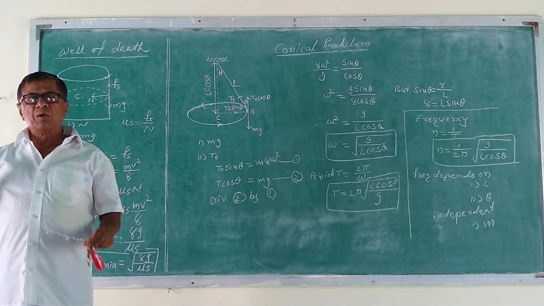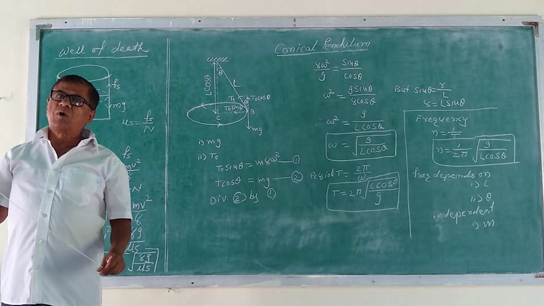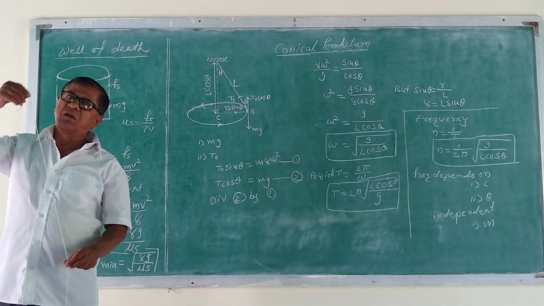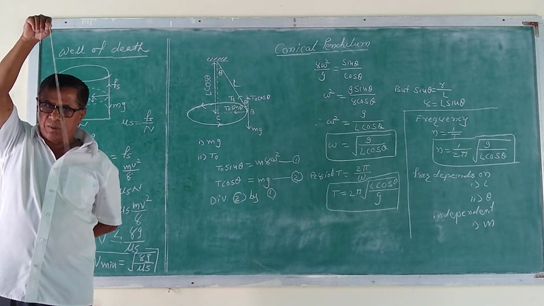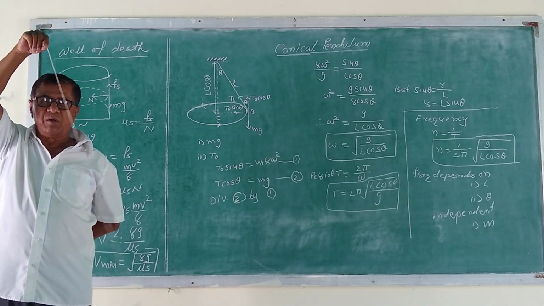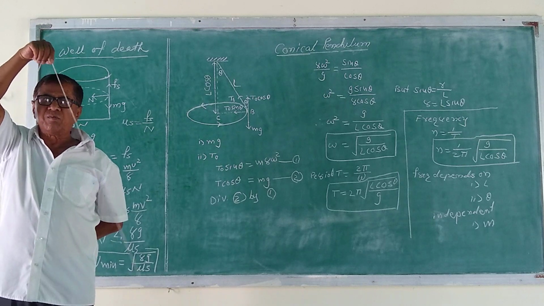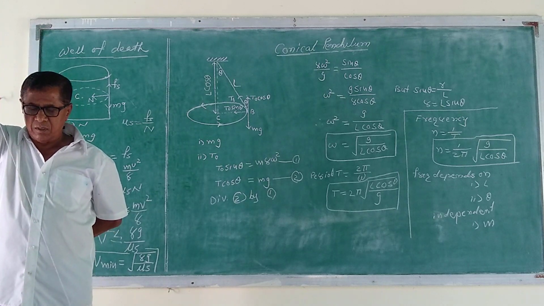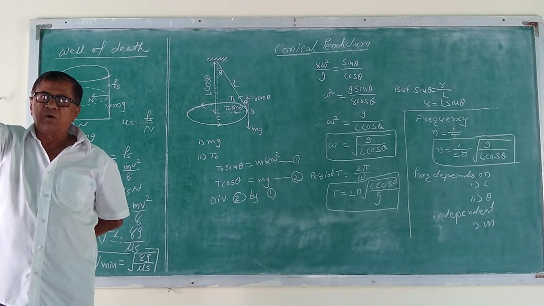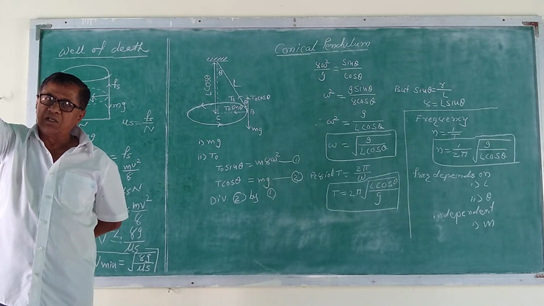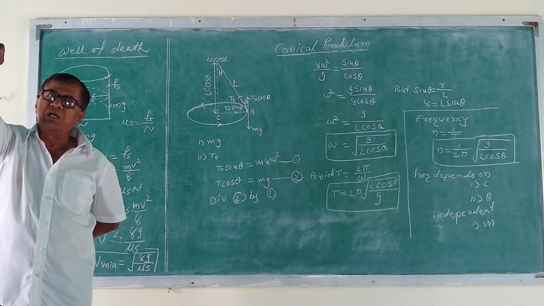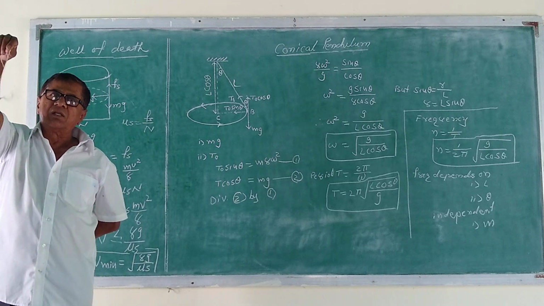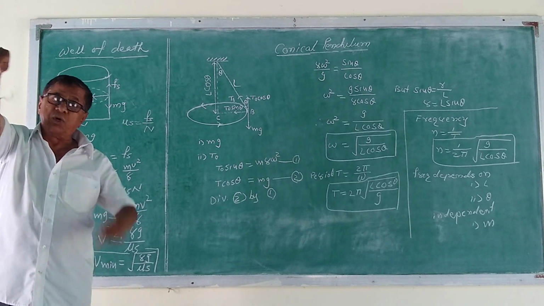For the conical pendulum, we are going to derive the formula for the period of the conical pendulum. Again, look at me, this is the simple pendulum. But if I revolve this pendulum in this way, that is, it is performing a horizontal circle, this is called a conical pendulum. Here, this pendulum performs a cone.